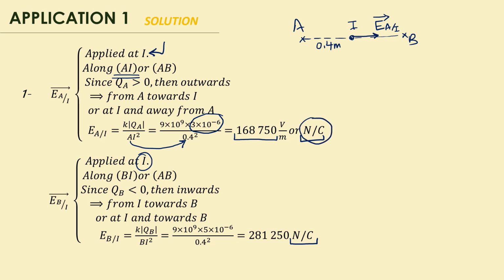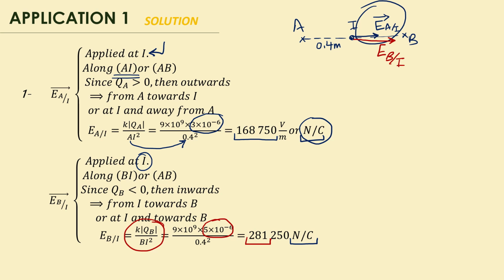Now, I represented the vector here, just a rough sketch, regardless of the values I've used. As for the electric field of B at I, as we said before, QB is negative, so the electric field is at I towards B. Here it is. Now I'm left with one thing to do, which is the value of EB. Replacing values, notice that the absolute value of QB is 5 times 10 to the minus 6. We just drop the negative sign. We get 281,000 Newton per Coulomb.